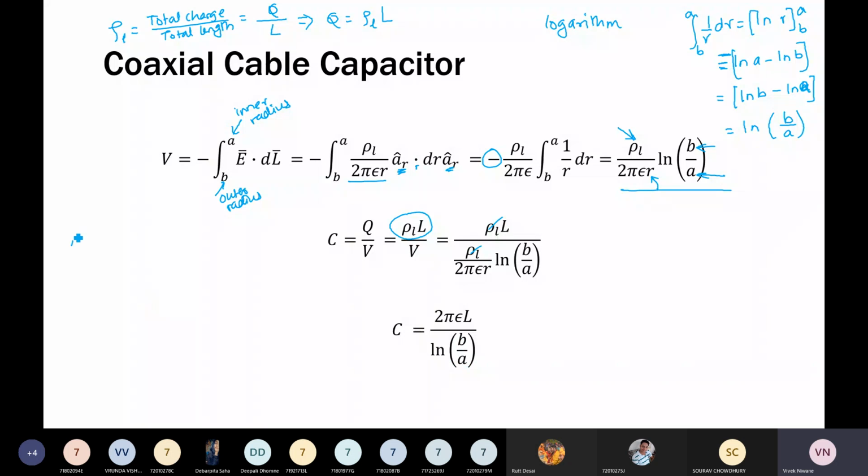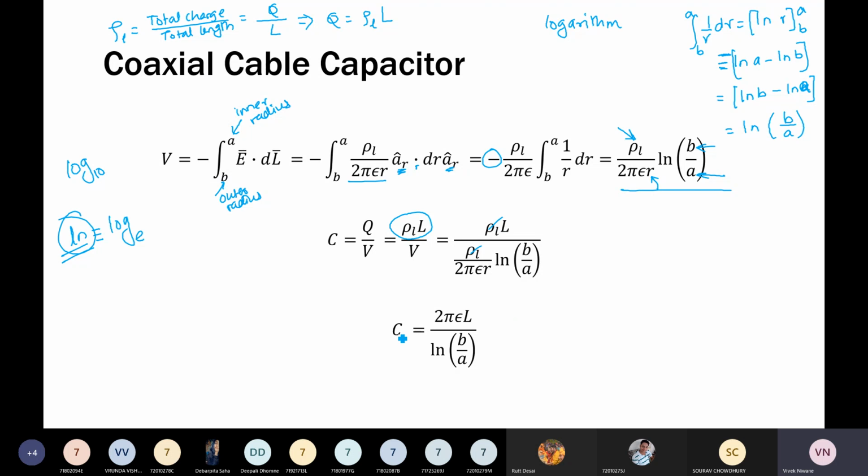Do you remember that ln is nothing but your logarithm to the base e. You have the ln button on the calculator. Whenever you are going to do the calculations, use that button. Don't use the log button because that log button represents base 10. OK, you have to use the ln button while calculating.